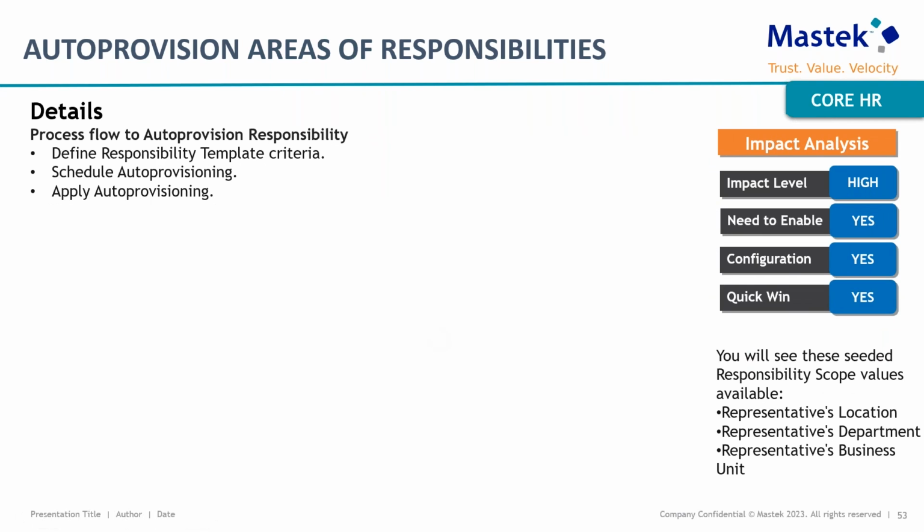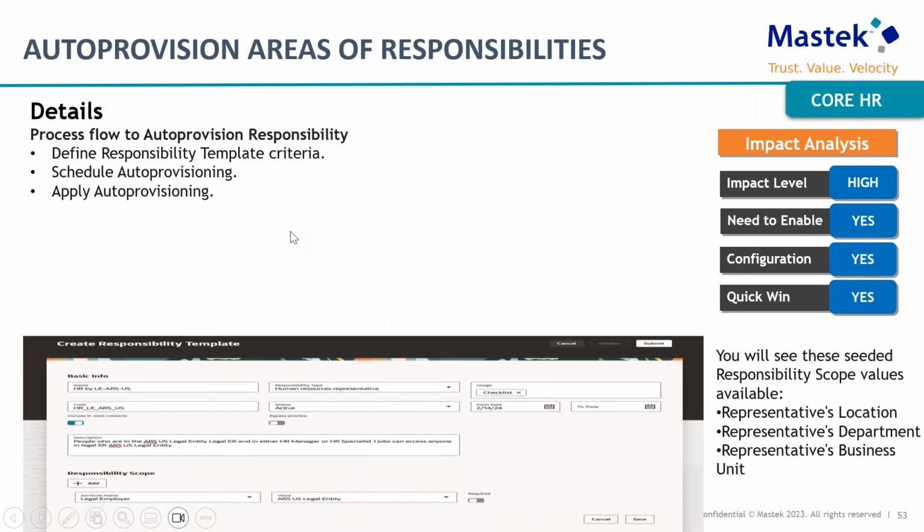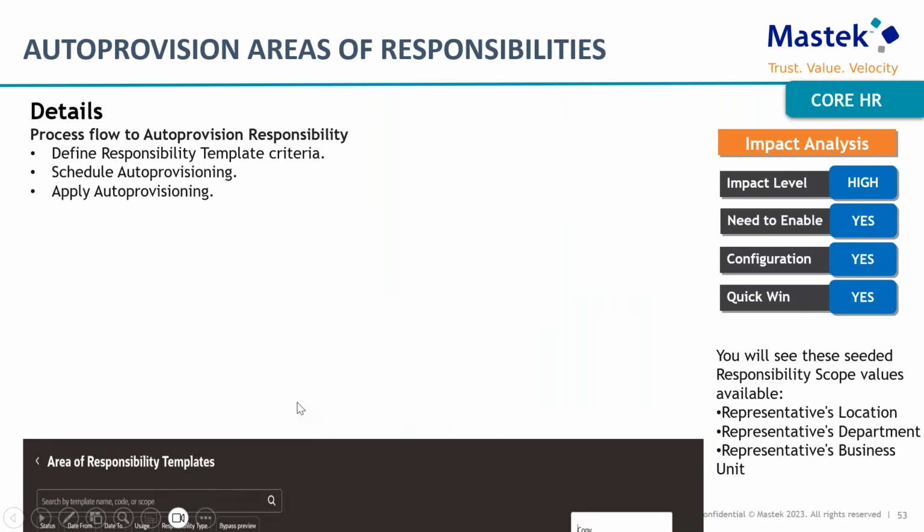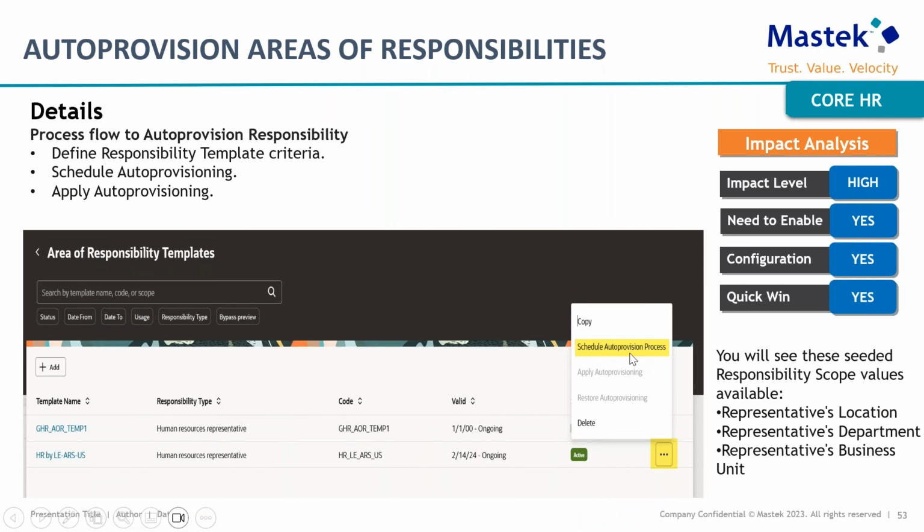So let's look into the process flow of auto provisioning area of responsibilities. First, we need to define responsibility template criteria. We create a responsibility template with the basic information given and the responsibility scope, either static or dynamic. We'll look into dynamic again. Then assign by criteria. You can give the criteria as we see here, job, legal employer, and roles that we have. You create the template and you schedule it for auto provisioning.